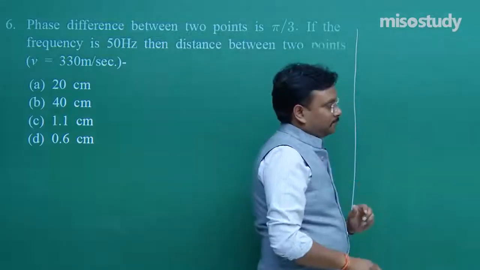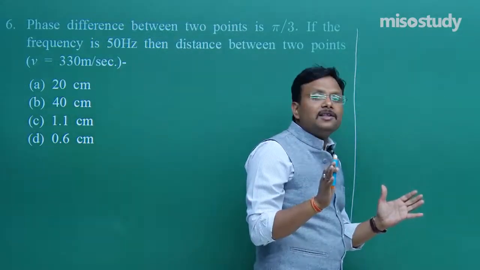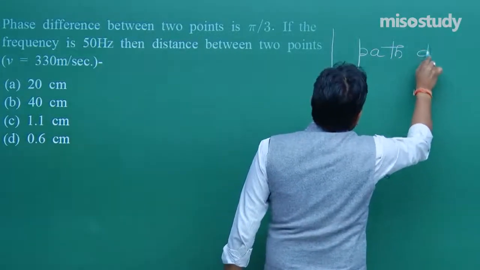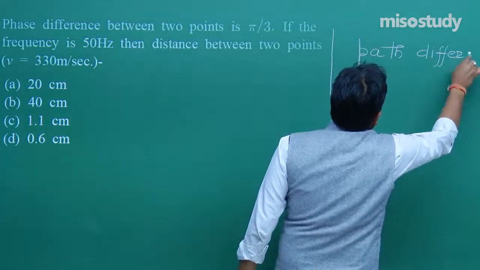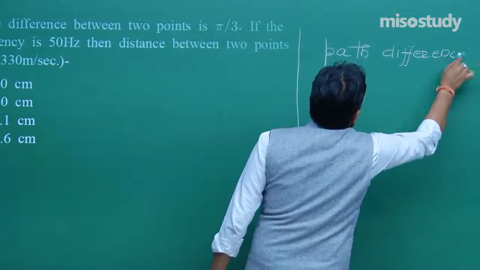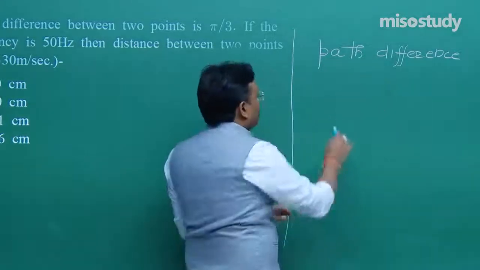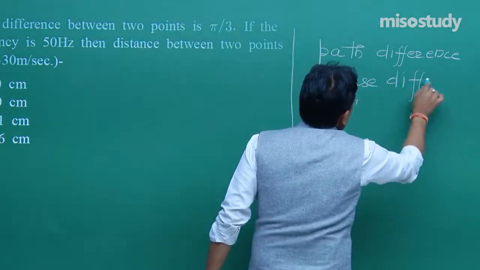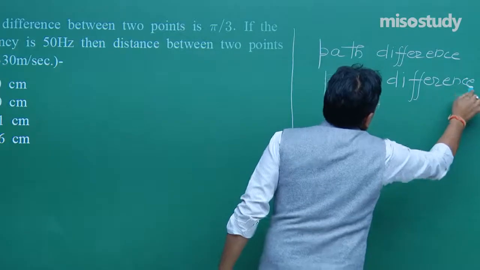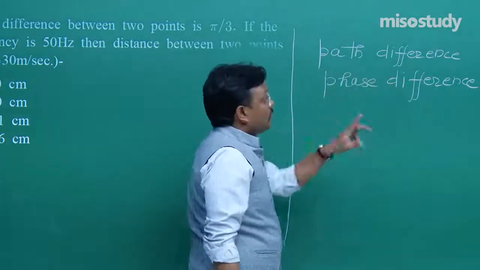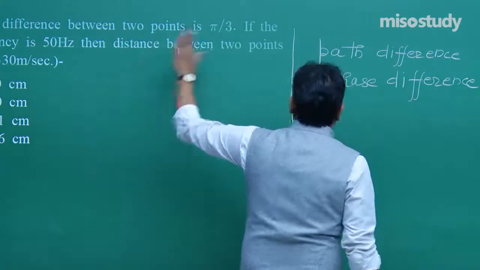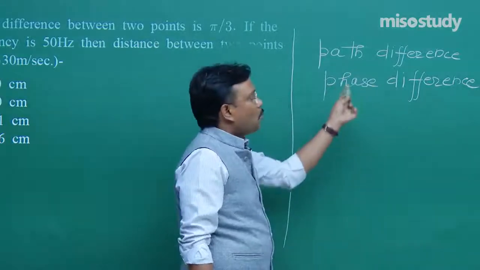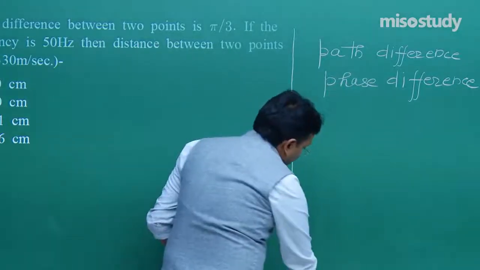Now there are two terms. One is path difference, another is phase difference. Fine. Path difference, you should know that. Phase difference. Fine. One is path difference, another is phase difference. So first thing you should do, don't solve this problem. Brush up your basics about these two simple terms. What is path difference? What is phase difference? Here I am writing this formula. Fine.